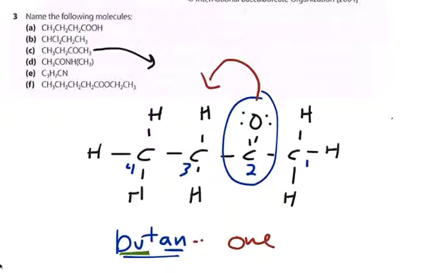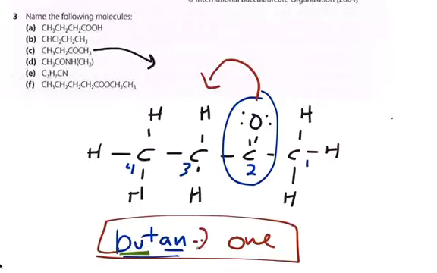Wait, would that change the name? It really wouldn't. It couldn't be on the 3. So we probably could get away with just calling this butanone. Maybe butan-2-one would be a little bit more clear, but we actually do not need that 2.